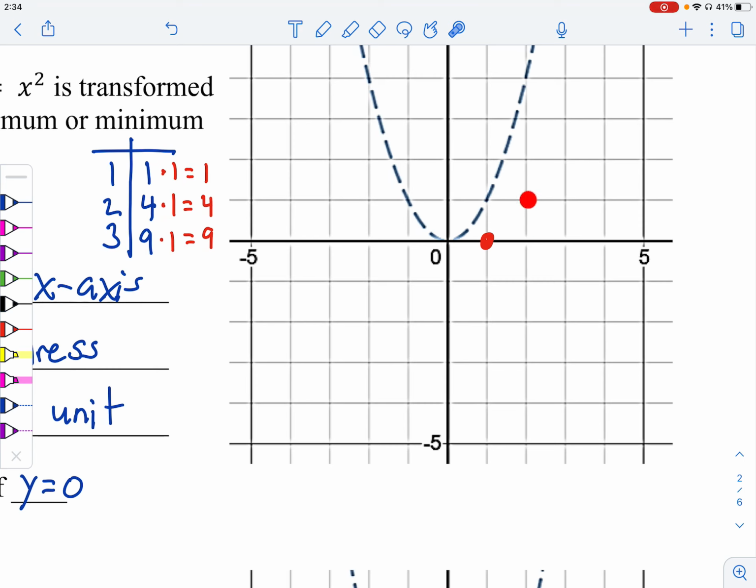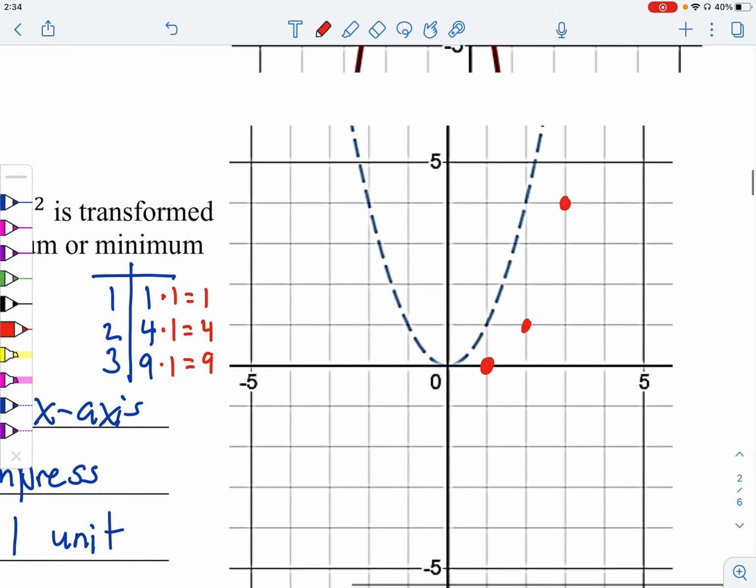So we go right 1, up 1 from our vertex and make a point. Next, right 2, up 4, make a point. Then 3, 9: right 3, up 9. But that'll be way up here, so we don't have to draw it.